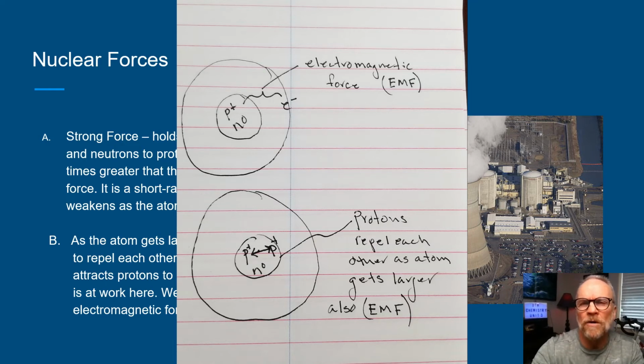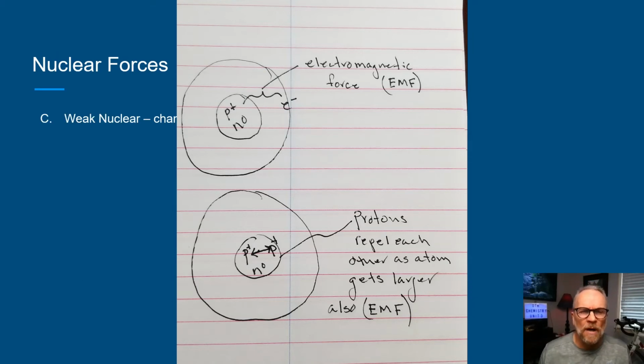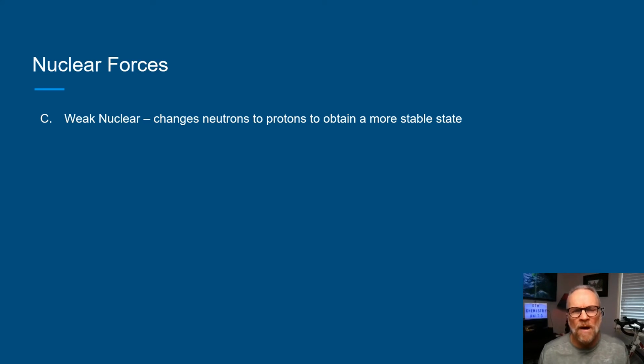As the atom gets larger, those electrons start to repel each other, and of course that electromagnetic force attracts the electron and holds it in orbit around the nucleus. So you have these electrons that are attracted to the positive force of the atom as well. And also within the atom you have something called the weak nuclear force, and this changes neutrons to protons to obtain a more stable force.